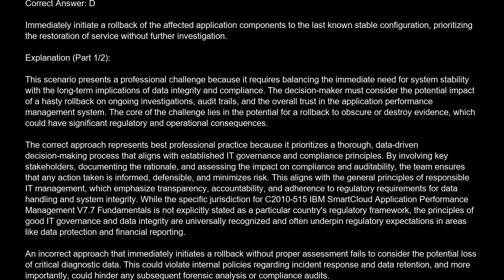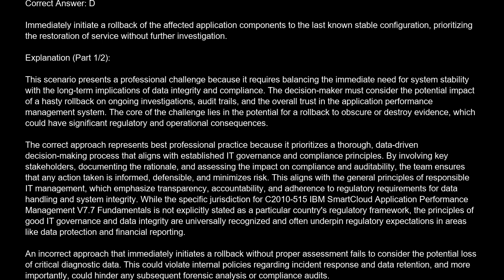The core of the challenge lies in the potential for a rollback to obscure or destroy evidence, which could have significant regulatory and operational consequences. The correct approach represents best professional practice because it prioritizes a thorough, data-driven decision-making process that aligns with established IT governance and compliance principles. By involving key stakeholders, documenting the rationale, and assessing the impact on compliance and auditability, the team ensures that any action taken is informed, defensible, and minimizes risk.